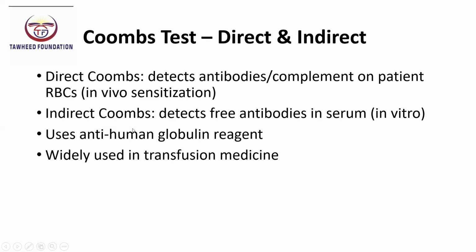In indirect Coombs test, the patient's serum is first incubated with reagent red cells. If antibodies are present in the serum, they attach to red cells in vitro. After washing, anti-human globulin reagent, that is Coombs reagent, is added, which links the bound antibodies and produces visible agglutination. This test is fundamental in transfusion medicine for detecting weak or incomplete antibodies that may cause hemolytic reactions.